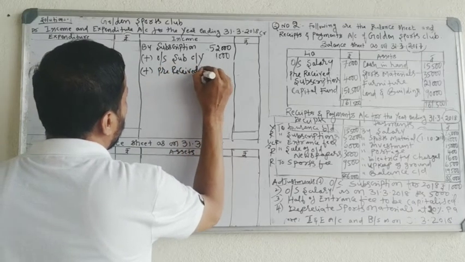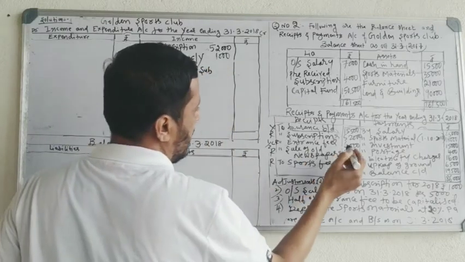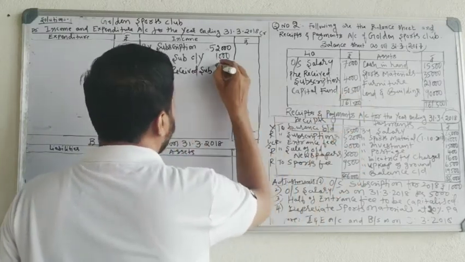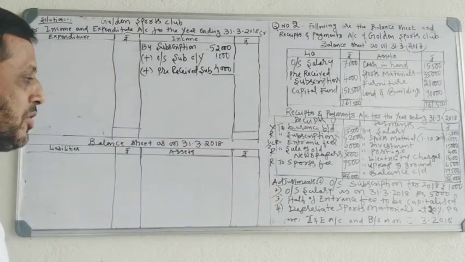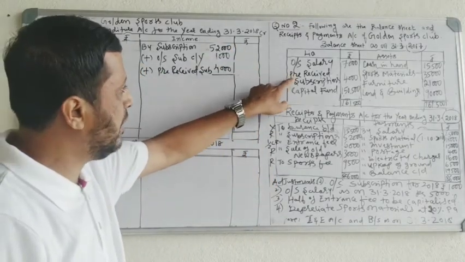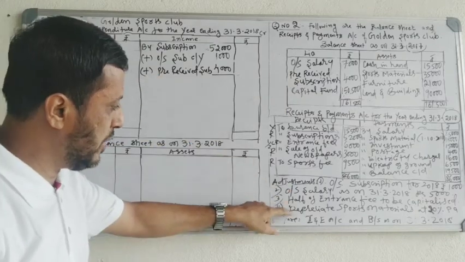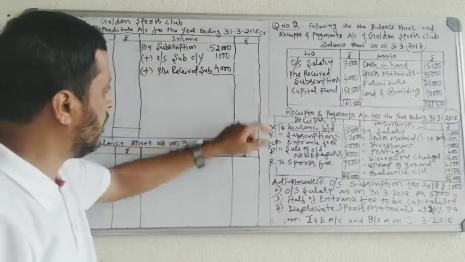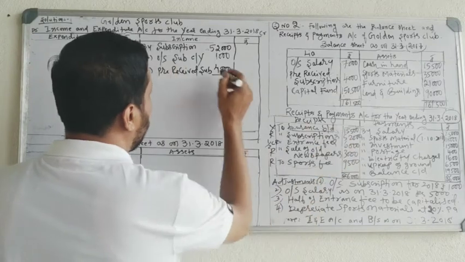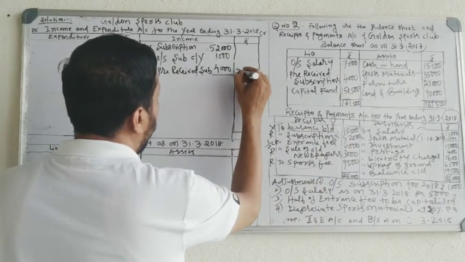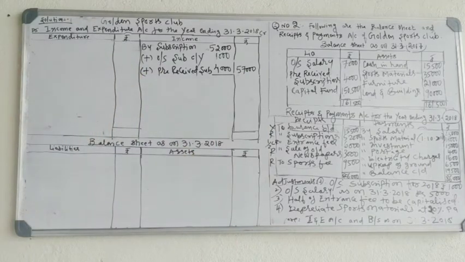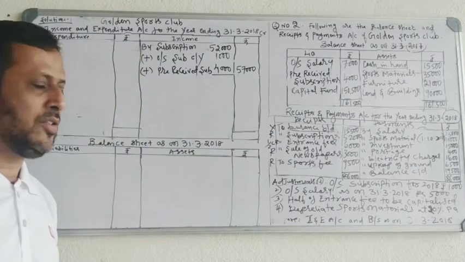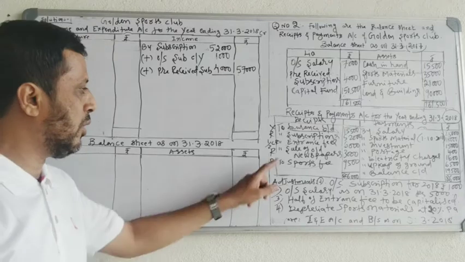So, pre-received is given in the balance sheet, you have to add. Pre-received subscription. How much? 4,000. Total subscription. Pre-received given in the balance sheet, you have added. Pre-received is not given in the adjustment. So total amount will be 50,000 plus 1,000 plus 4,000, 57,000. Total subscription of the current year is 57,000 rupees. Now go to the next one.